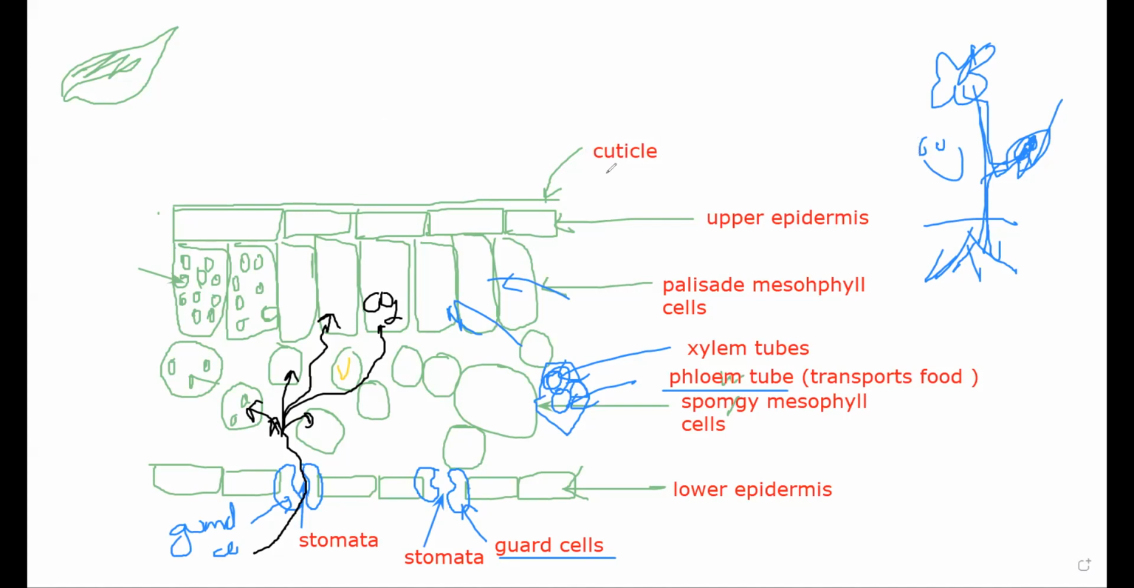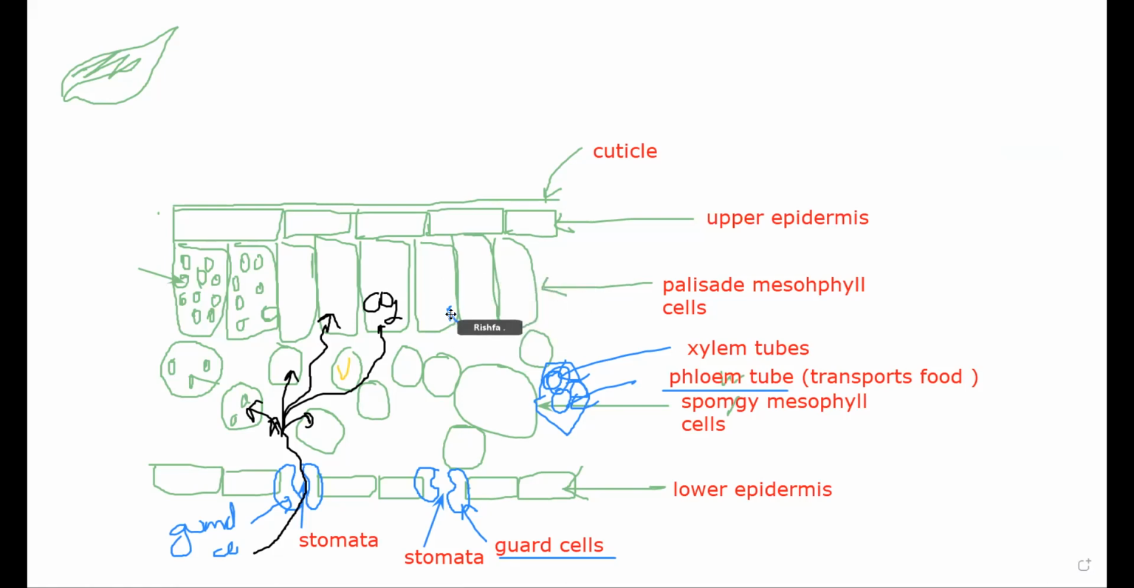I will tell the function of each of that. For now, just know, are you clear with the leaf structure? Do you have any questions? Okay, now for photosynthesis to take place, everything should come inside this. That is why we have all these parts. I will tell you.